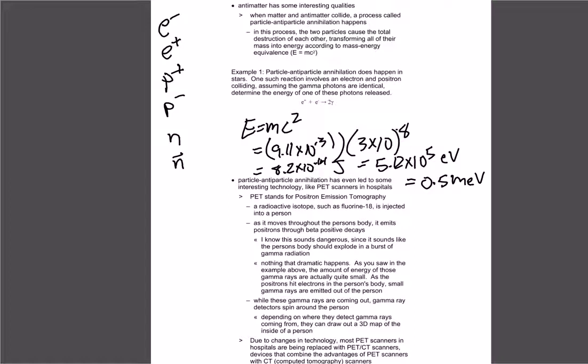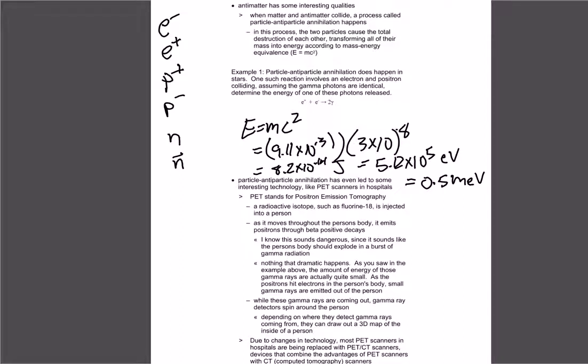Modern medicine has actually used some of this to our advantage. A PET scanner is basically a positron emission tomography scanner. What it does is they inject an isotope like fluorine-18 into a person's body. As it moves through your body, it emits positrons through beta positive decay, and they collide with electrons. And we think, okay, well, beta positive is bad because it's going to give off gamma radiation, but we can see the energy levels are pretty low, so it's not a huge health risk.